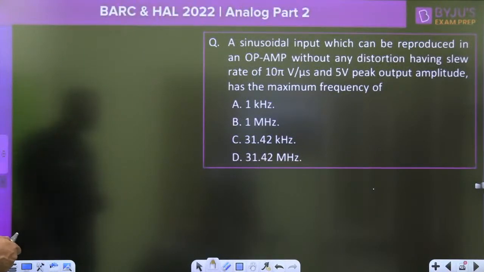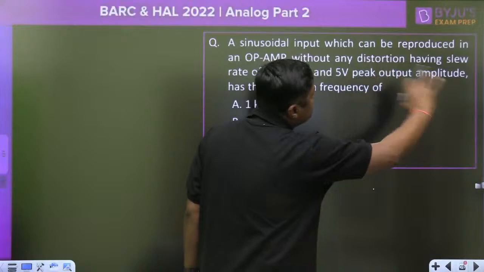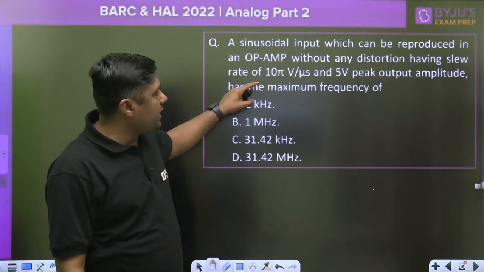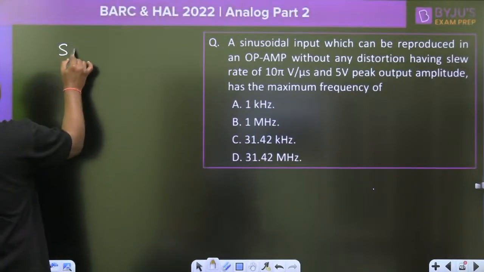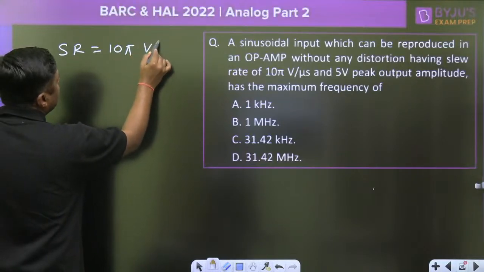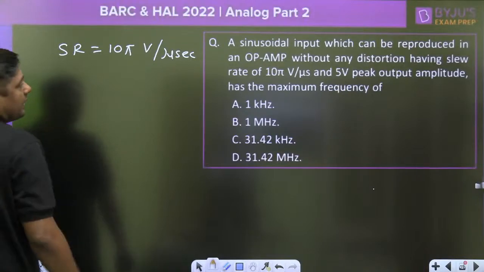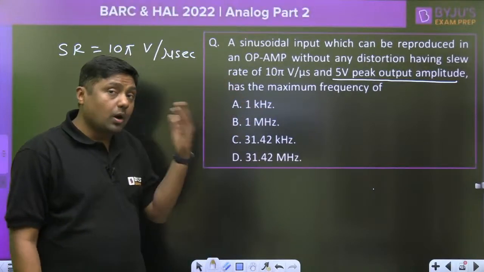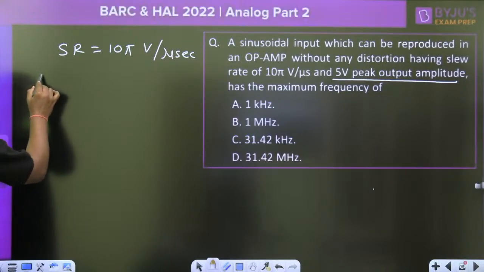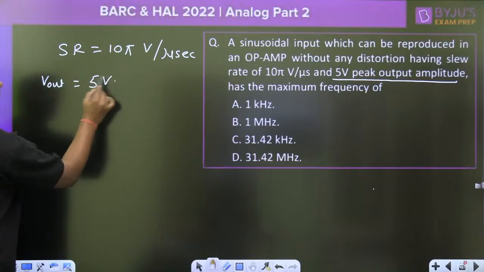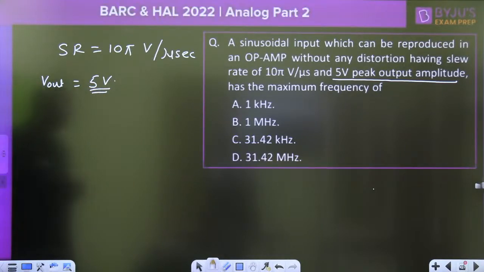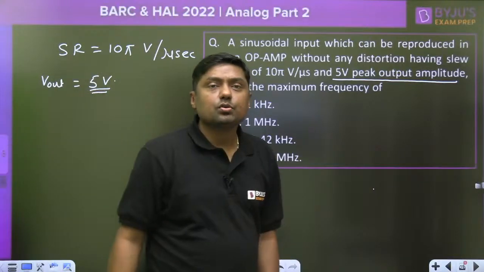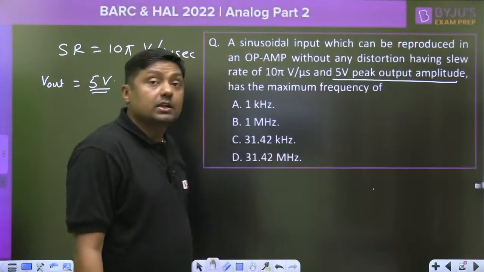A sinusoidal input can be reproduced in an operational amplifier without any distortion, having a slew rate of 10 pi volt per microsecond. This is the unit of the slew rate. 10 pi volt per microsecond and 5 volt peak output amplitude. The amplitude of the output that will come is 5 volt. What will be the maximum frequency? Yes, you are giving the answer option B, that is 1 mega.